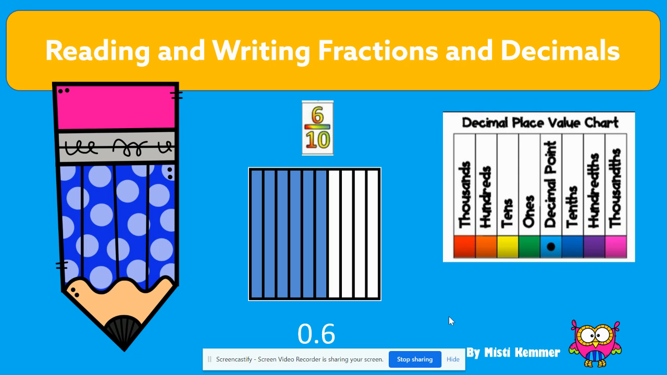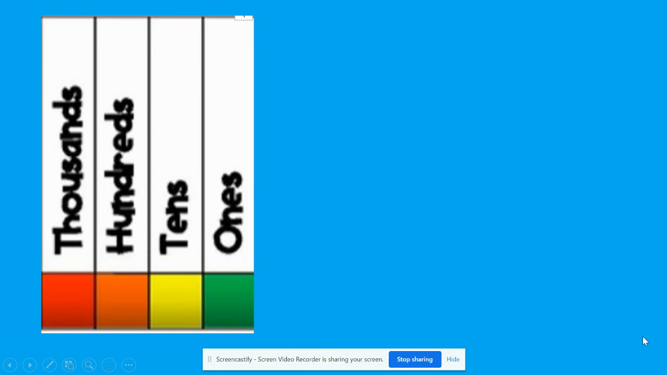Okay, we are going to talk about reading and writing fractions and decimals. So let's go. In your regular place value chart, you're probably used to seeing ones, tens, hundreds, thousands, even 10,000s, 100,000s, millions, 10 million, 100 million, and so on. And those represent our whole numbers.